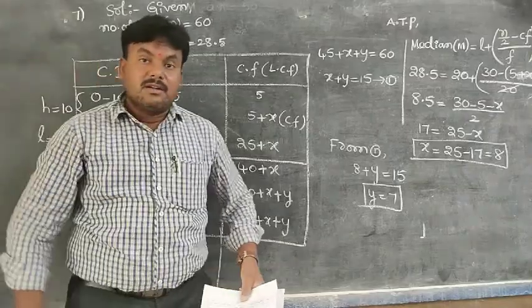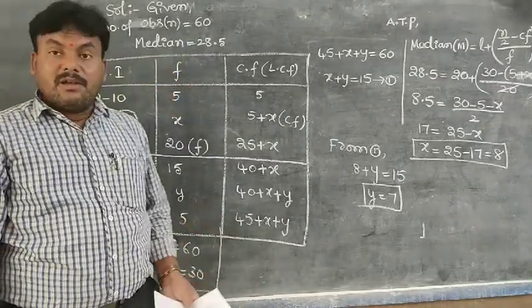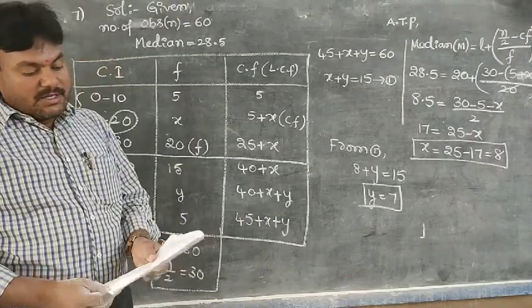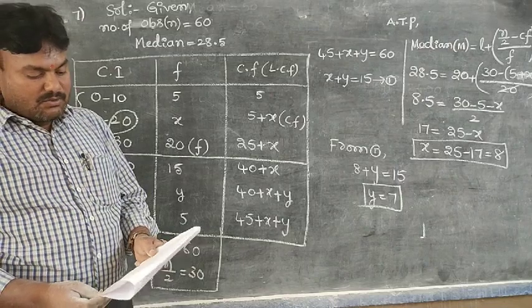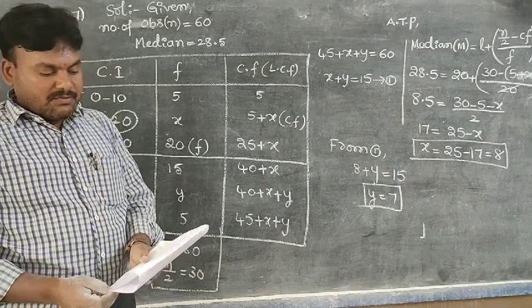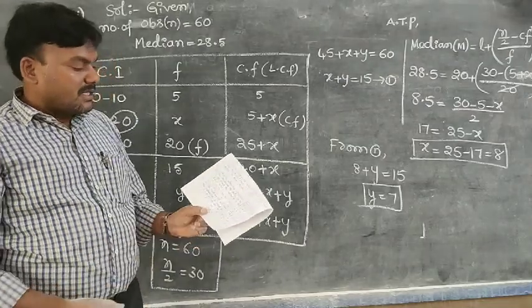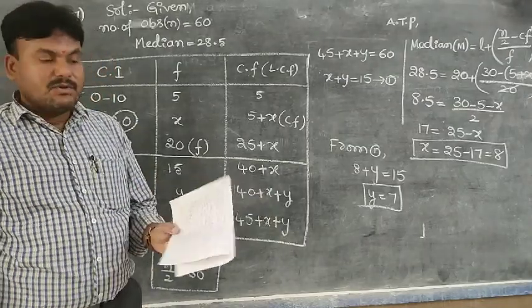Is it any difficult to find X and Y values? No, it is easy. So this is how to find the missing values when the mean or median is given and two frequencies are left. This is the process for the 6th and 7th problem solutions.